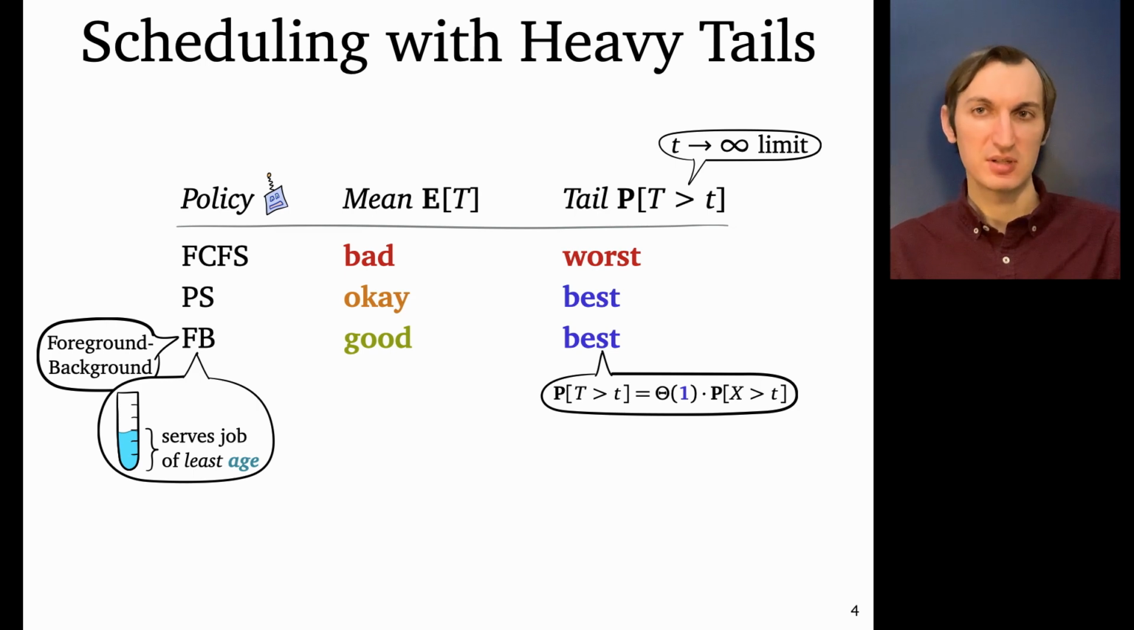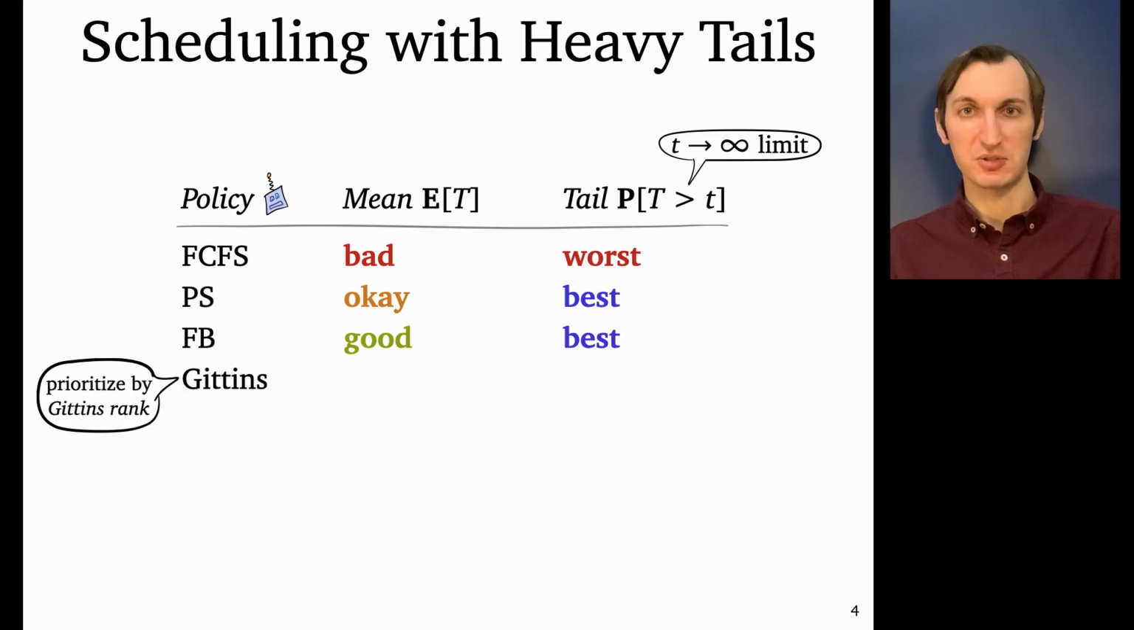So we've got some policies with the best possible tail decay. What about the best possible mean response time? That honor goes to a policy called the Gittins policy. Now the way Gittins works is kind of complicated. It uses the job size distribution to come up with something called the Gittins rank of each job, and it prioritizes based on that. What you need to know for now is that it has the best possible mean response time amongst all policies with unknown job sizes.